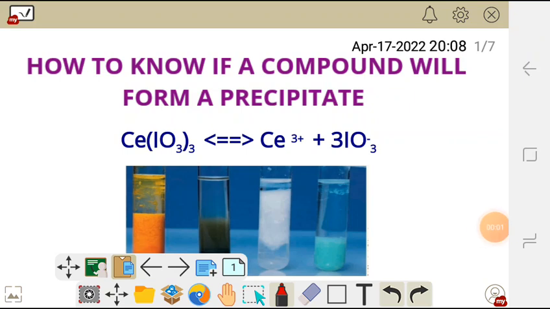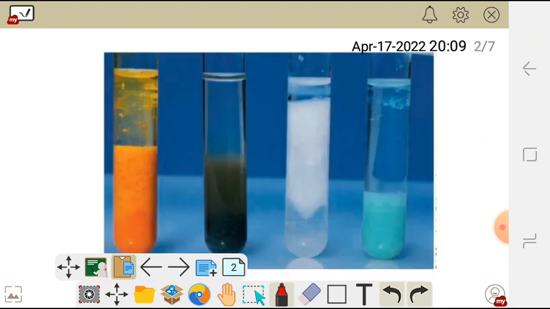In this video, I'm going to show you how you can know if a compound will form a precipitate. A precipitate is simply a solid suspension in a solution. A solid suspension, like in these test tubes here, the solid suspension inside there is what we call a precipitate. But how can we know that a precipitate will form before conducting a reaction?